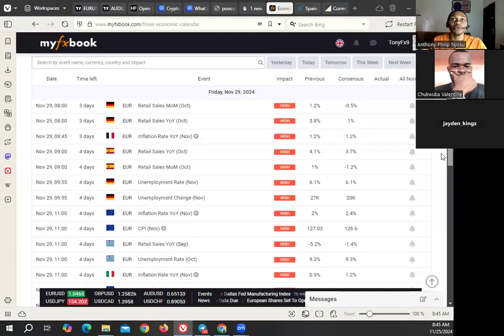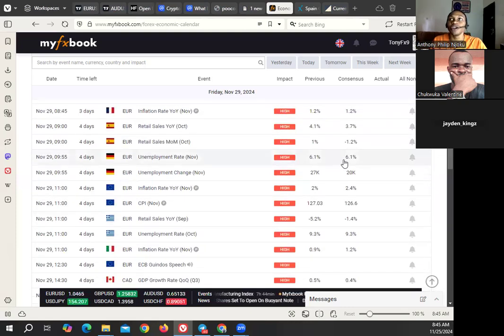Then to wrap up the week on Friday, we have unemployment rates. If we see high unemployment there, it will make euro weak, and then we'll sell euro against the dollar.